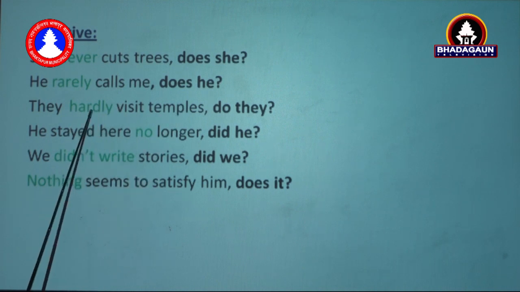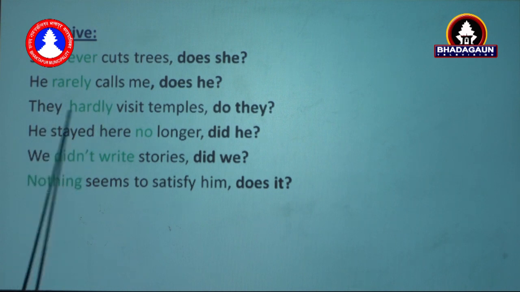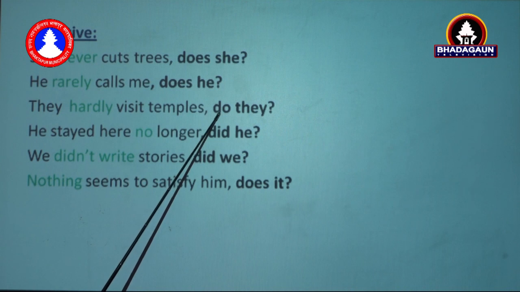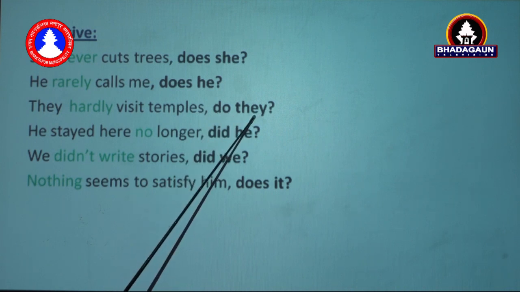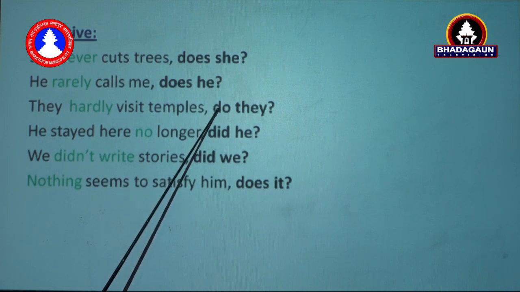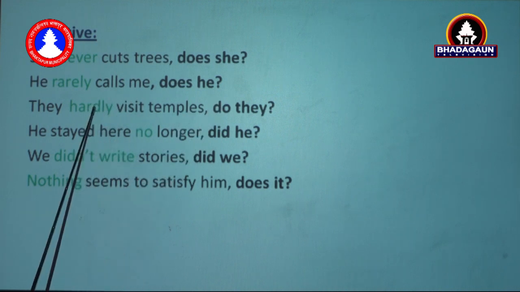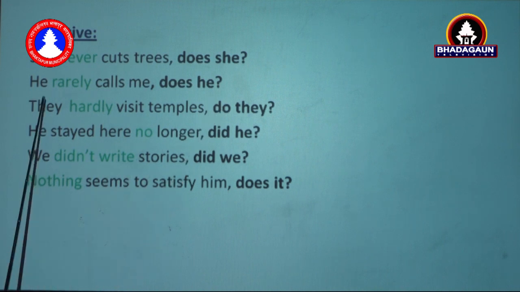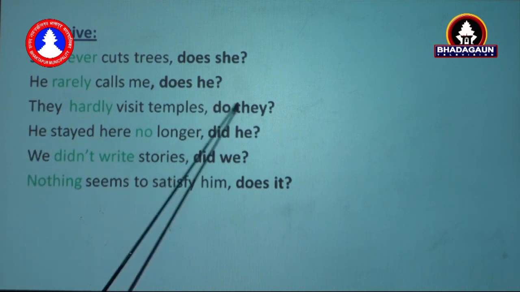They hardly visit temples. Hardly is a negative word. Visit, verb 1. They, pronoun. On the basis of this information, hardly is negative, so the tag is positive. There is no negative word in the tag. Visit is verb 1. Verb 1 means do. So do, negative word, so positive. We can't say don't. The pronoun is they.